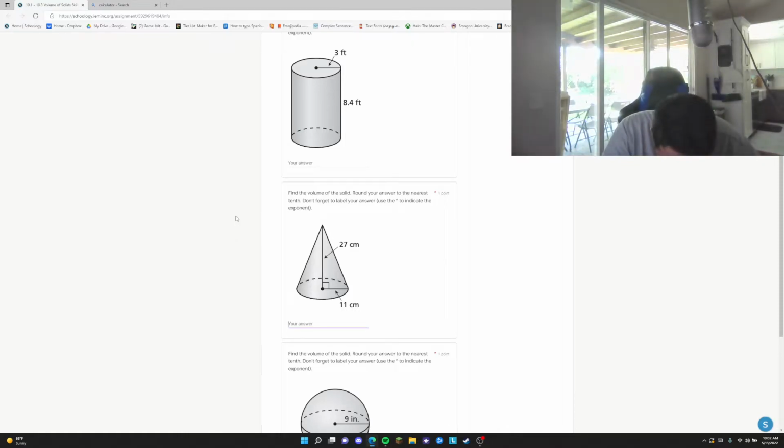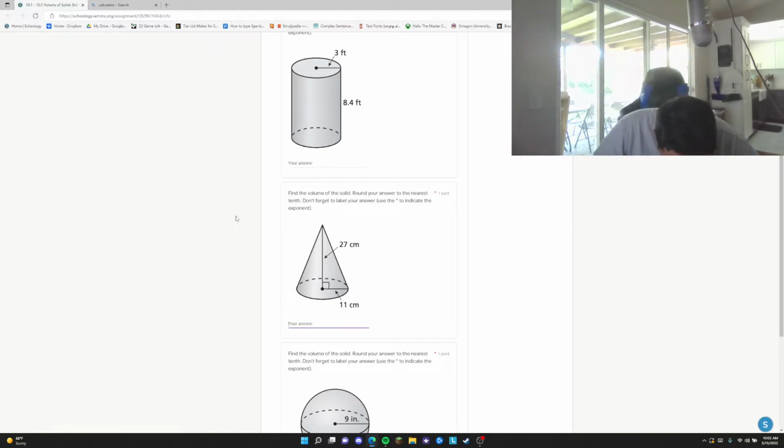So, do we know the volume? No, I don't think so. It literally says find the volume, so I assume no. Volume equals 1/3 times, very slow, 3 mentally and physically, 3.14 times the radius squared. The radius is 11. So 11 squared.